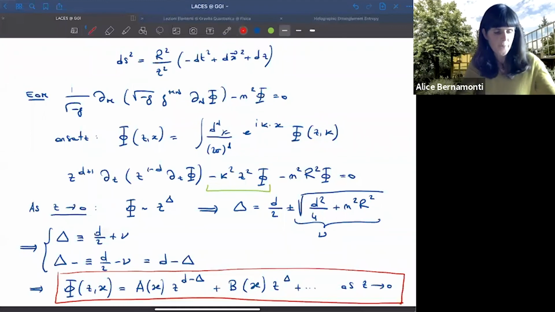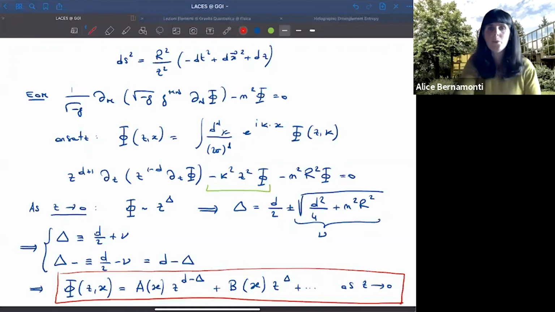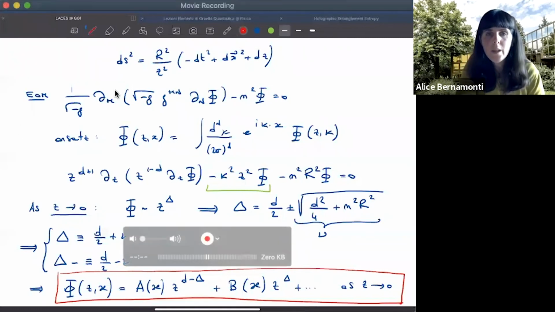And okay, it's maybe not the most natural point to stop, but since it's already quite late and I'm sure you're tired, I will stop here, and then we will continue in the afternoon.